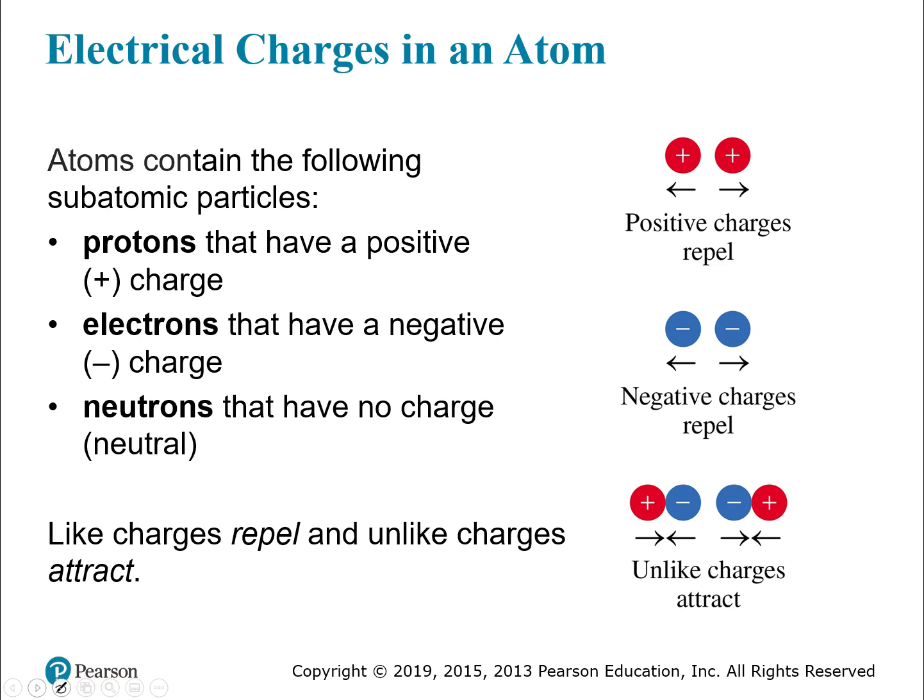The protons have a positive charge, and I'll do a little bit of highlighting here. So protons, positive. Electrons, negative. Neutrons are neutral. Okay, that means they have no charge.